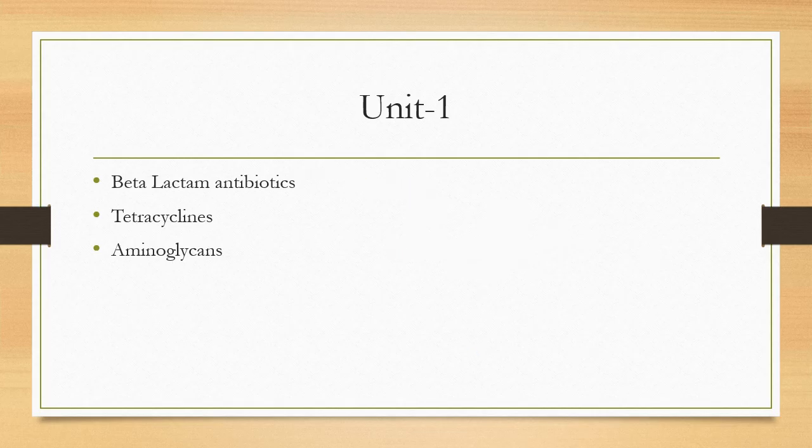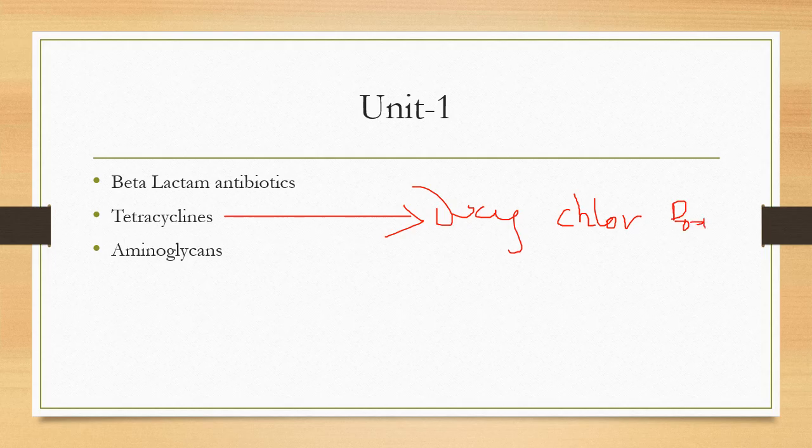Next, we have tetracyclines. In tetracyclines, we have oxytetracycline, chlortetracycline, doxycycline, minocycline. Minocycline is the longest acting tetracycline and it has an additional dimethylamino group present. Oxytetracycline, chlortetracycline, doxycycline are important.